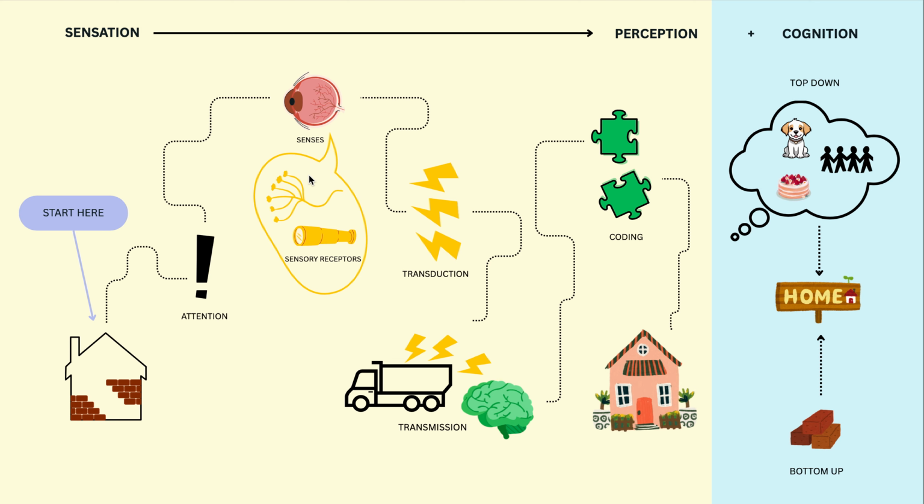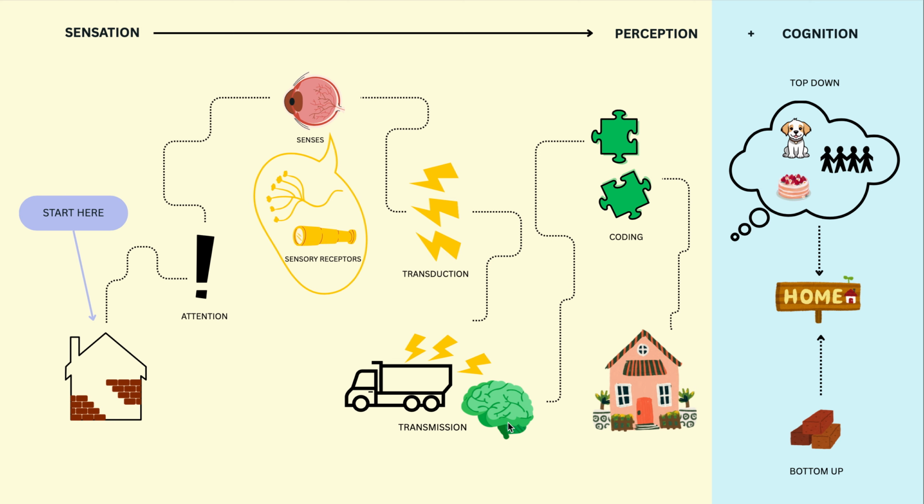When these receptors encounter a stimulus, they spring into action and start the process of transduction. Transduction occurs when our sensory receptors translate the stimuli of the physical world into electrical impulses so that the brain can understand them. The process of transmission then transports these electrical impulses from the sensory receptors into the brain, which we can see as coded in green.